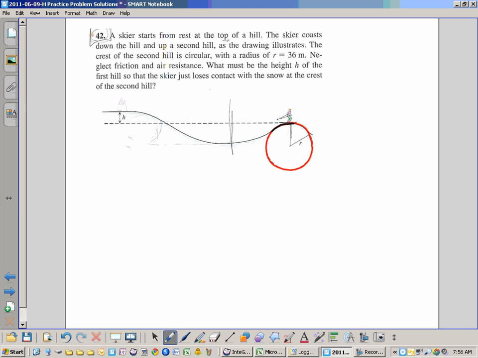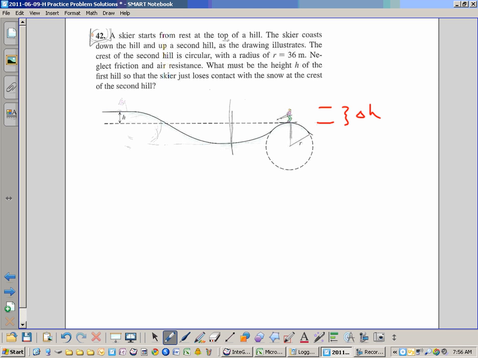So there's a couple of ideas we have to understand here. First of all, we know that we're going to be able to determine his speed here because we know delta H, right? If we know delta H, we're going to be able to figure out his velocity because whatever delta H is going to give us our change in potential energy, and the negative of that will be our change in kinetic energy, right?